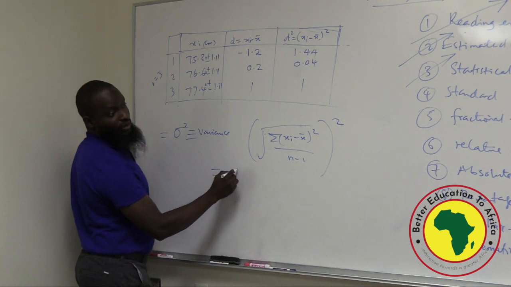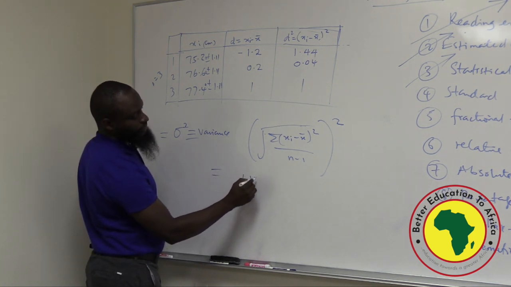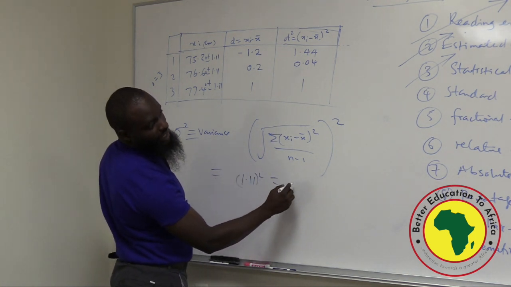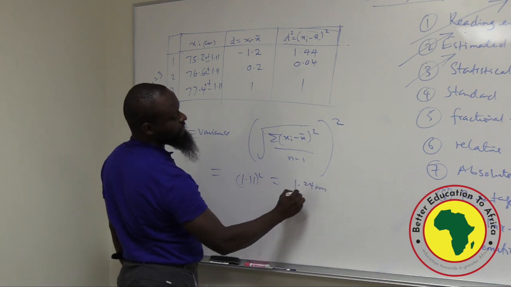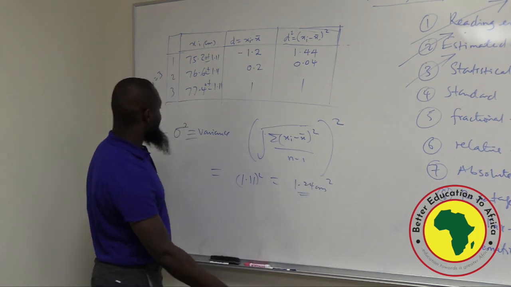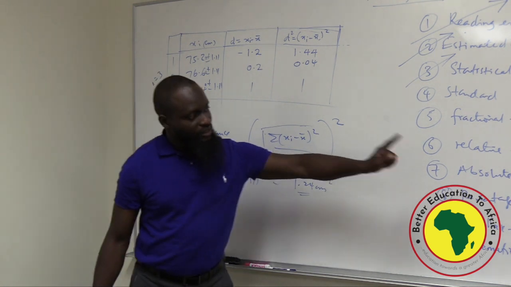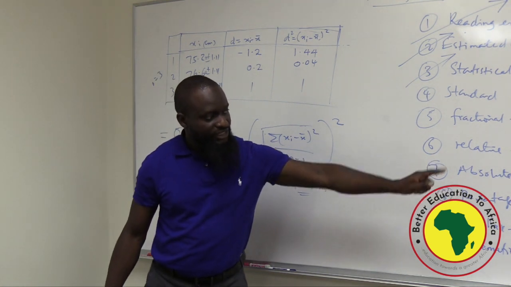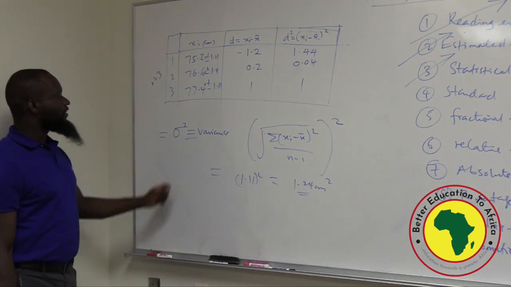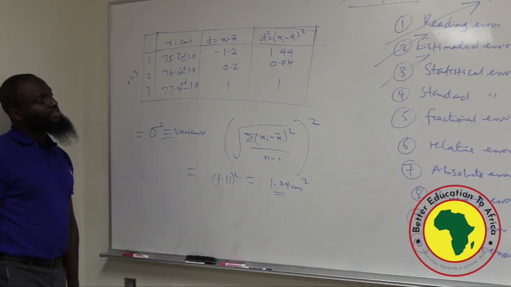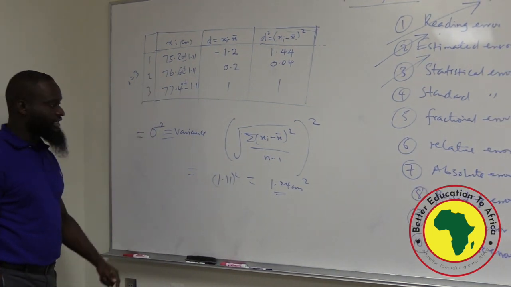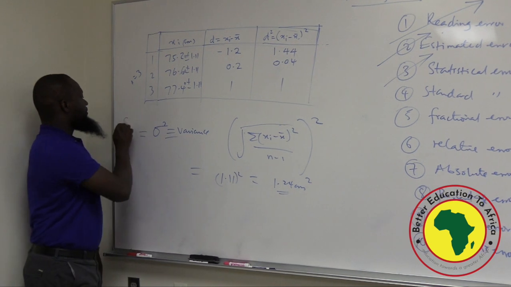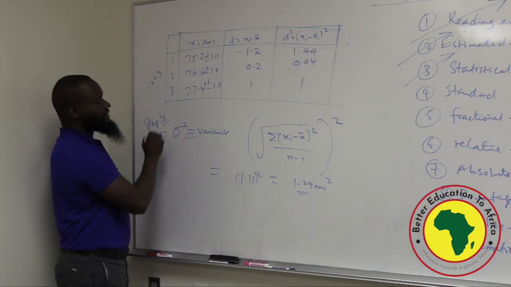So it's just 1.11 squared, which is just what we had in the bracket, 1.24 centimeters squared. So it's measured in centimeters squared. The standard deviation is measured in centimeters because it has a square root. The variance is the square of the standard deviation, so it has centimeters squared, or the square of the unit you are using to measure. So that is step 4, the variance.